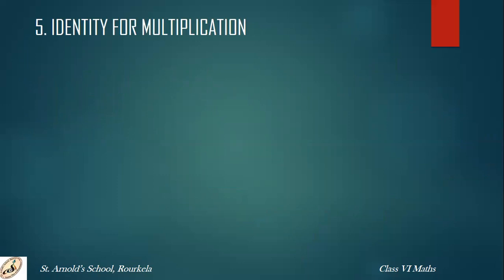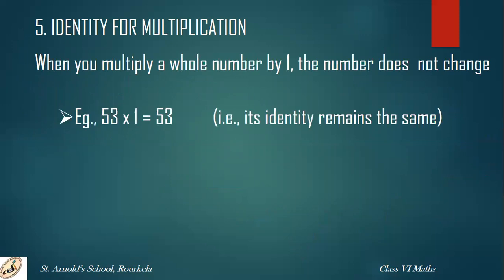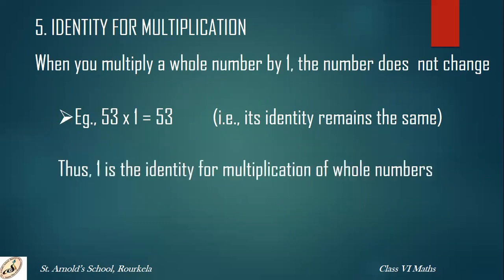The last property is the identity for multiplication. When you multiply a whole number by 1, the number does not change. For example, let us take 53 multiplied by 1 gives 53. That is, its identity remains the same. Thus, 1 is the identity for multiplication of whole numbers.